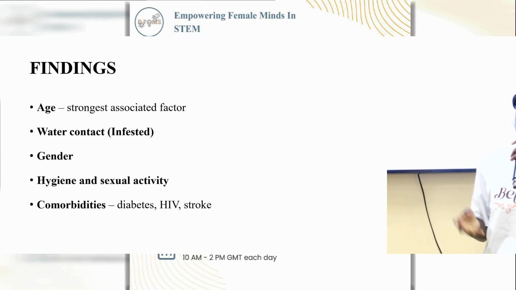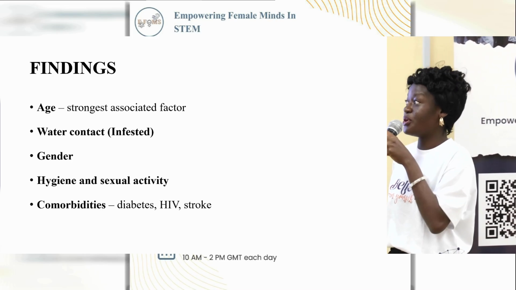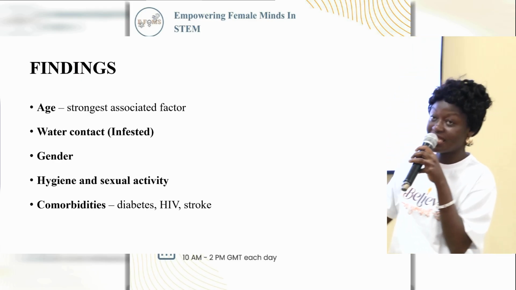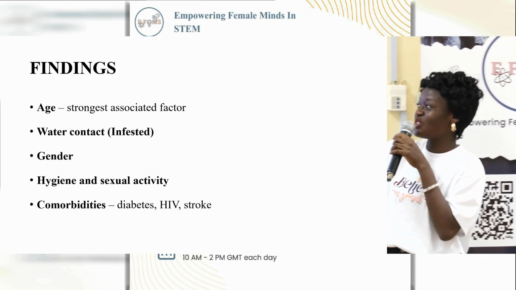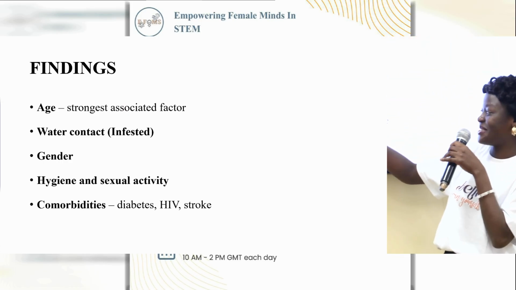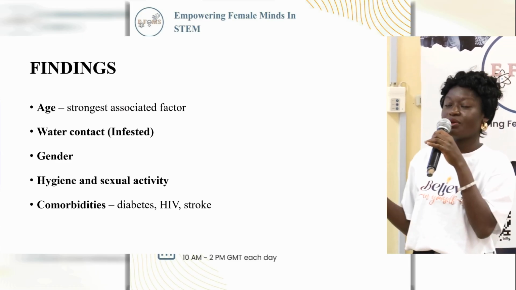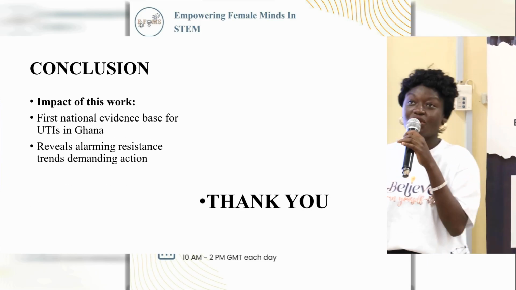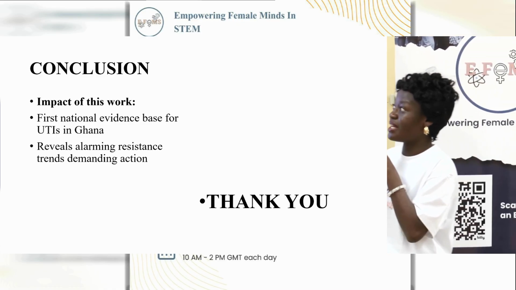Gender also plays a big role. Males had a higher prevalence compared to females. And we also have hygiene and sexual activities, and comorbidities like diabetes, HIV, and stroke also affected the course of UTI infections. As you know, with HIV, your immune system is suppressed, so you can easily be infected with other infections.